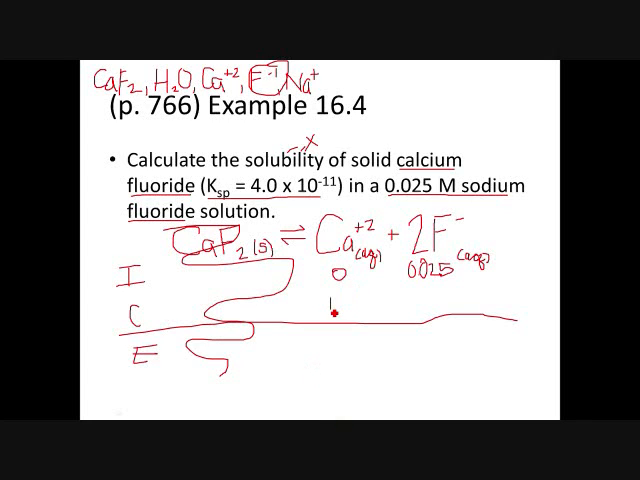Now, just like before, we're going to add X. Now, remember when we had a coefficient previously, you bring that coefficient down in front of the X. So it's not just going to be plus X on the fluoride, it's going to be plus 2X. So at equilibrium, it's equal to X for the calcium, and 0.025 plus 2X for the fluoride.